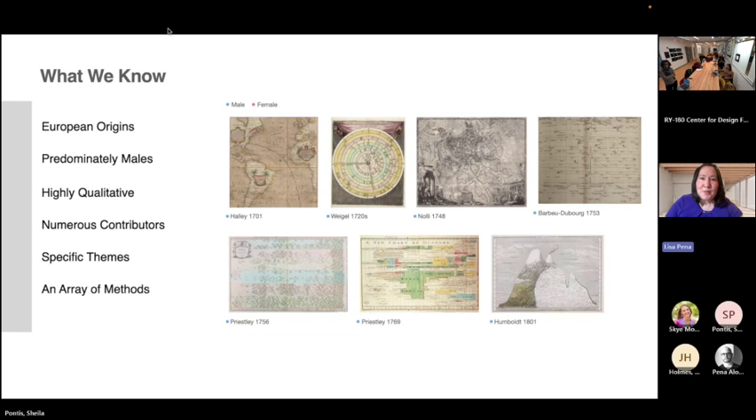We do have a few pieces that are interactive. Not seen here, I did find some that were puzzle pieces. In the top, second from the left, we have Weigel's 1720s timeline, and it actually has a hand on it, and the hand rotates around, so it's an interactive piece for users. Go ahead, Sheila.